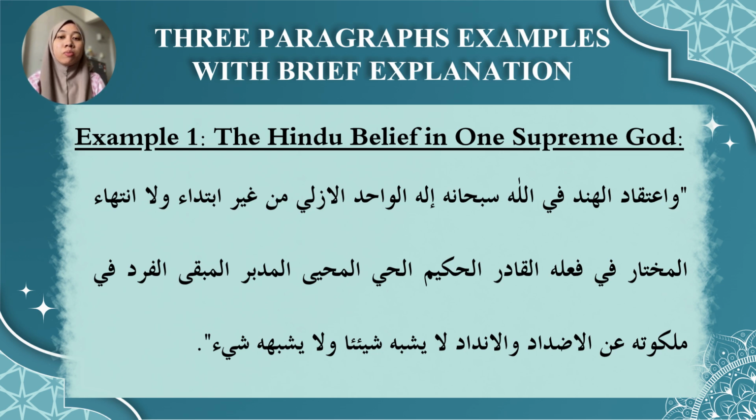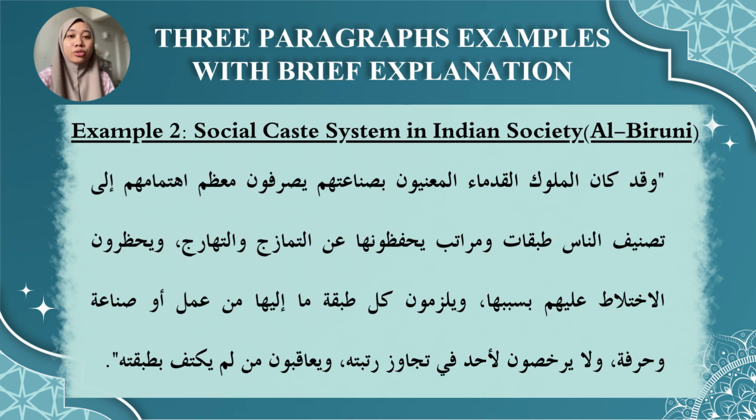This example also demonstrates Al-Biruni's effort to understand Hinduism through its original sources rather than through prejudice or stereotypes. The second example discusses the social caste system in Indian society. Al-Biruni explains that Indian society was divided into different social classes and each class had its own duties and occupations. People were generally expected to remain within their assigned social position, and violating these rules could result in punishment. Through this description, Al-Biruni provides valuable information about the social organization of India during his time.